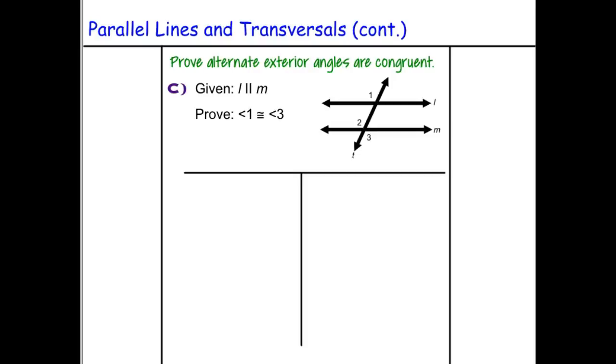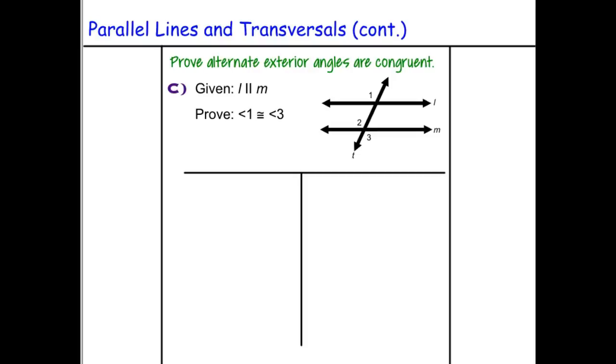Today we're going to start the basic form of these proofs. We don't have all the information yet and we'll get into that next week, but we can do a basic proof in terms of how do you justify your answer. So here we want to prove that alternate exterior angles are congruent.